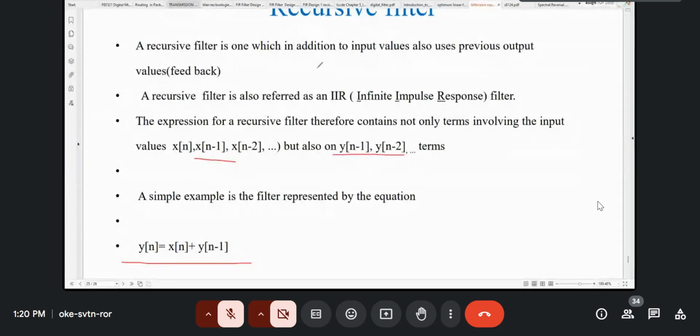And of course, when you have a recursive filter, the order is still the highest, whether it is from x or from y. So in this case, they are both n minus 2. This is 2 delays, and this is 2 delays. So this is a second order filter. It doesn't matter whether the highest comes from x or from y. The order is from the highest or the longest delay.